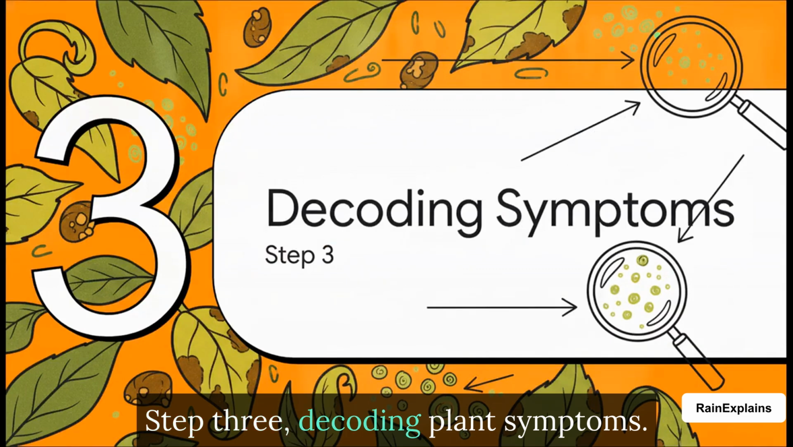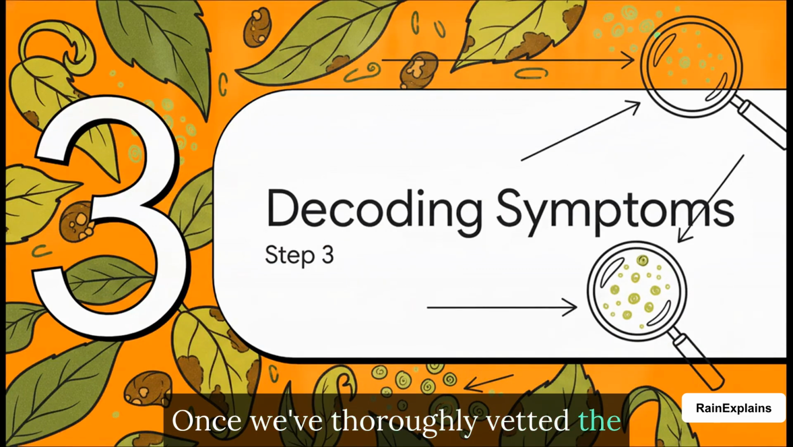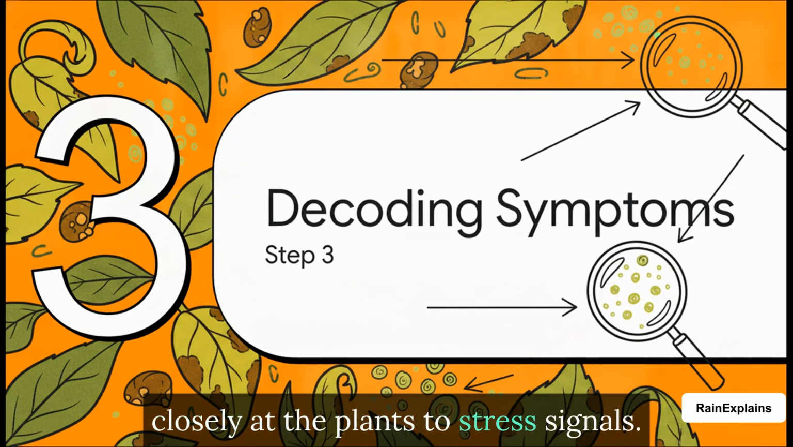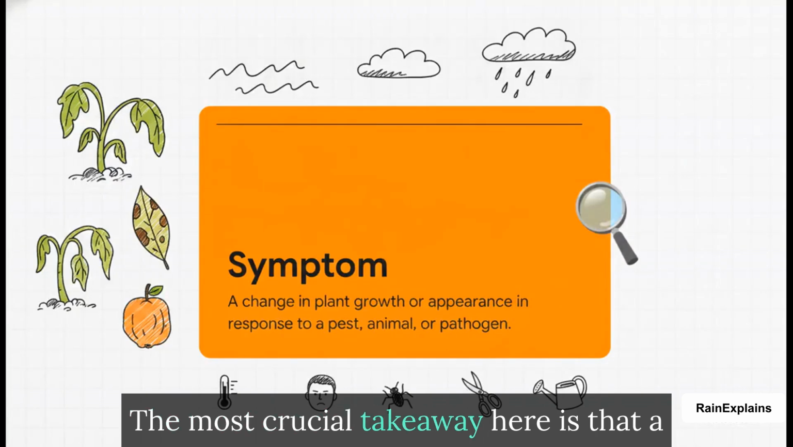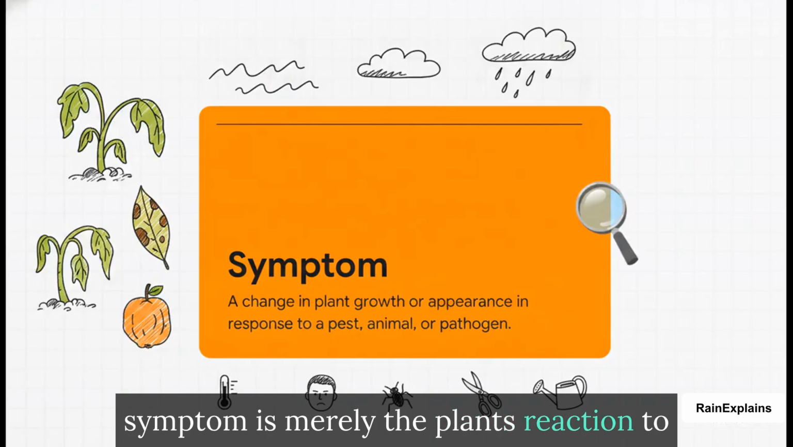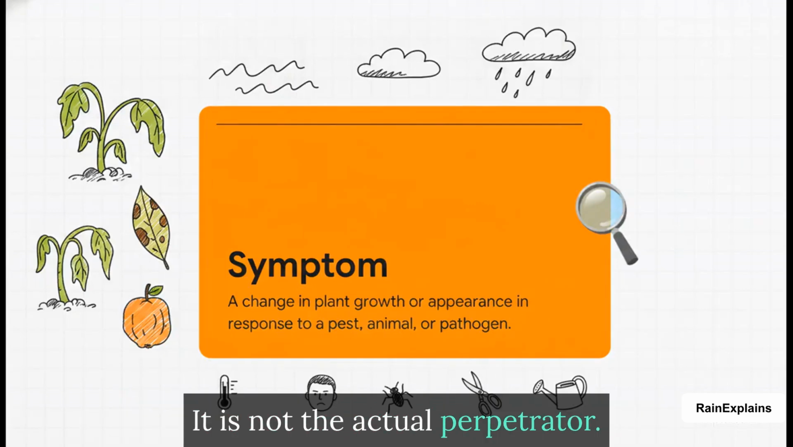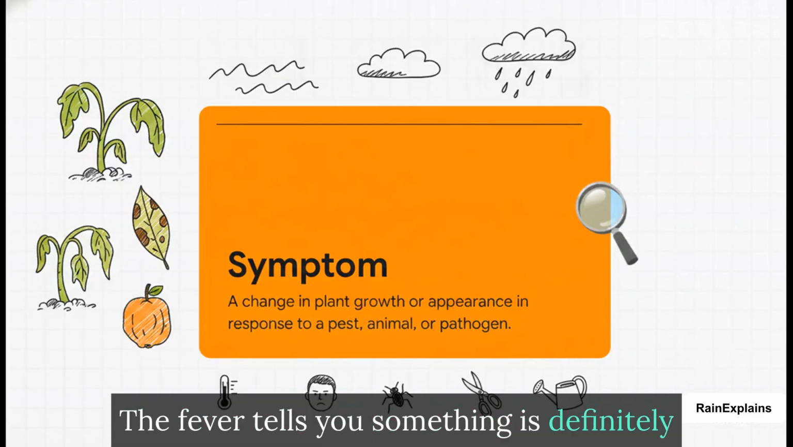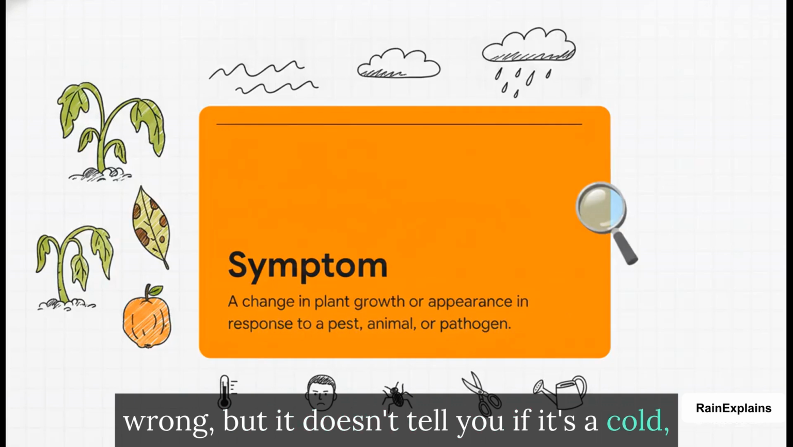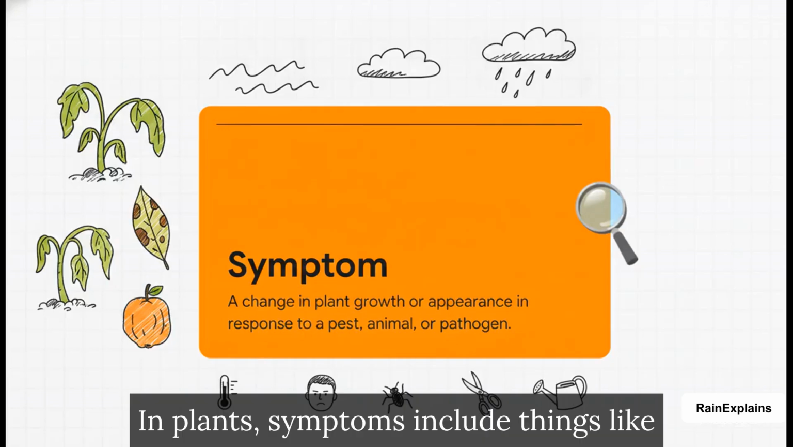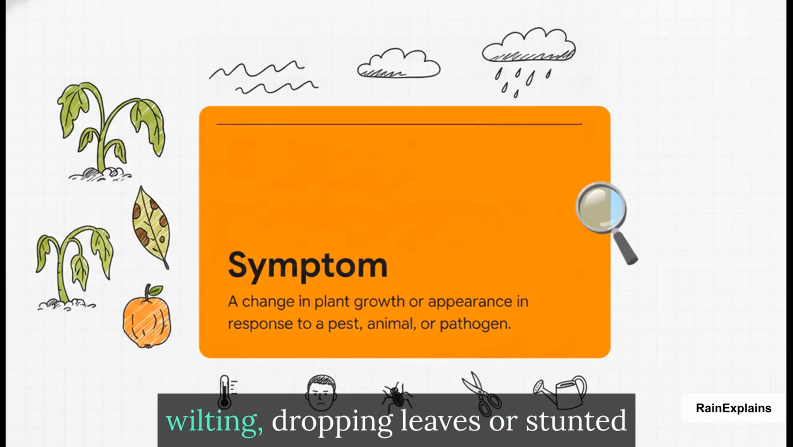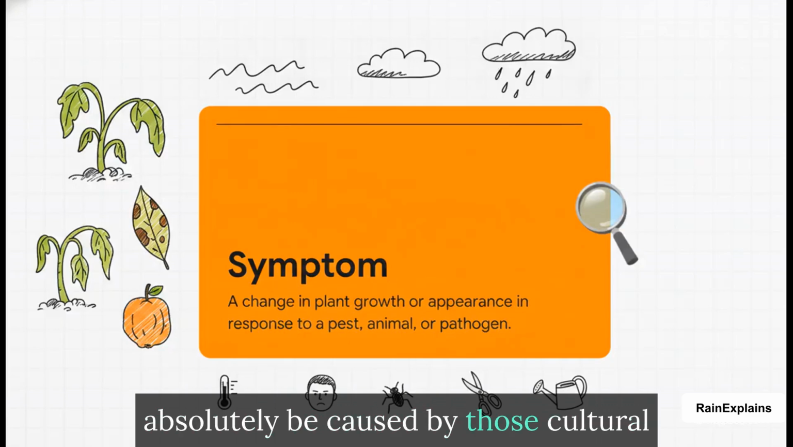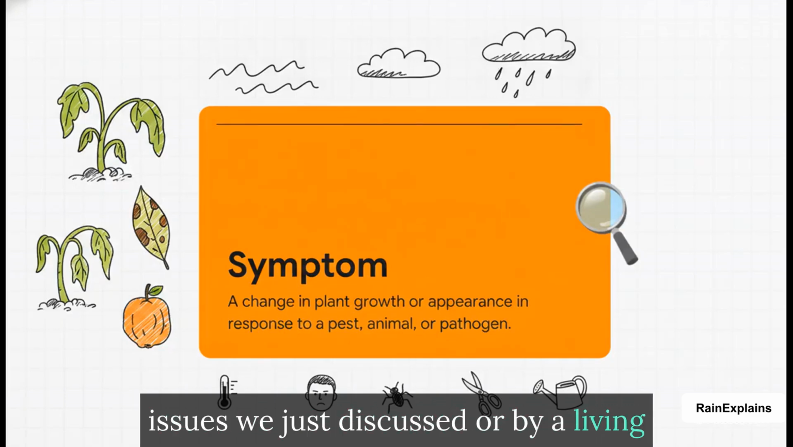Step 3. Decoding plant symptoms. Once we've thoroughly vetted the cultural and physical environment, it's time to gather evidence by looking closely at the plant's distress signals. The most crucial takeaway here is that a symptom is merely the plant's reaction to stress. It is not the actual perpetrator. Think of it exactly like a human having a fever. The fever tells you something is definitely wrong, but it doesn't tell you if it's a cold, the flu, or some other infection. In plants, symptoms include things like wilting, dropping leaves, or stunted growth. And remember, these symptoms can absolutely be caused by those cultural issues we just discussed or by a living pest.